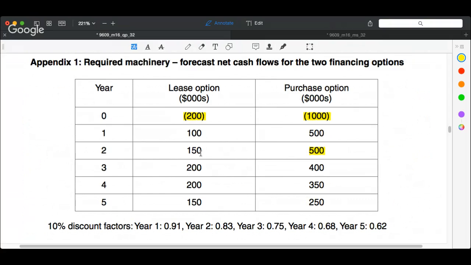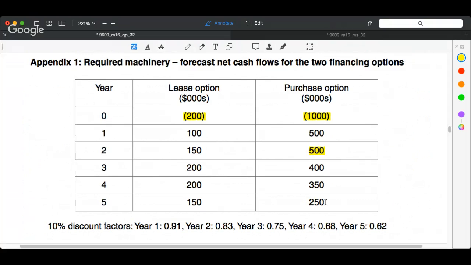Well, you say we break even sooner, but then you're only making 200, 200, 150. Whereas with this one, you break even and then you're making 400, 350, 250. So actually, you make more money with the purchase option.